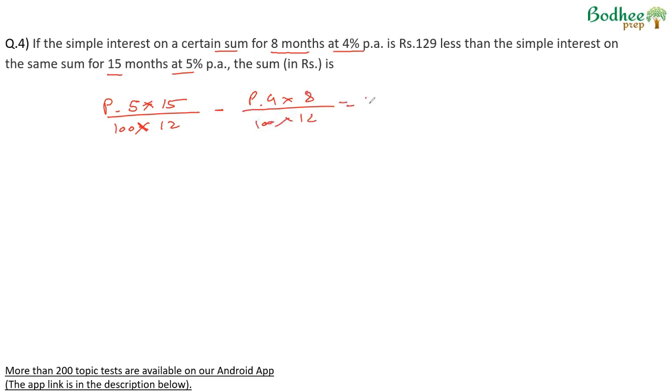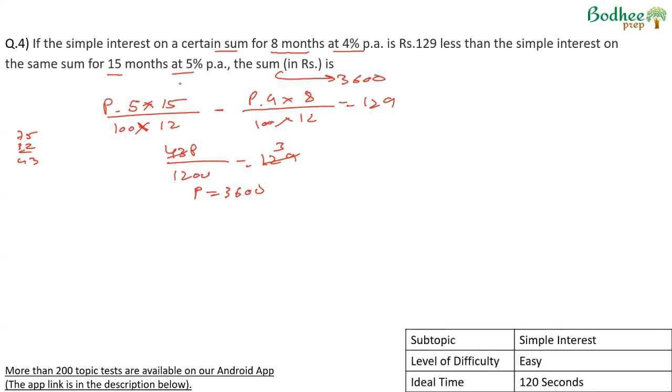The difference is 129. So we can write 5 15s are 75, 8 4s are 32. 75 minus 32 is equal to 43. So this becomes 43p upon 1200 is equal to 129. 43 3s are 129, so p becomes 3600. What is the sum? It is 3600 rupees. Again, simple application of SI, direct formula, difference and solve. So an easy question which should not take more than about maybe 90 to 120 seconds, and that is about it. Easy in terms of attempt.